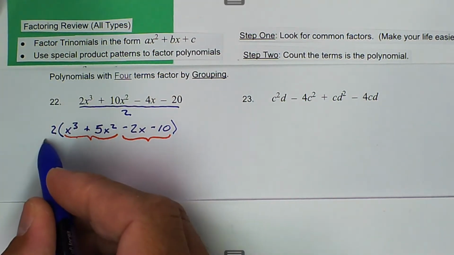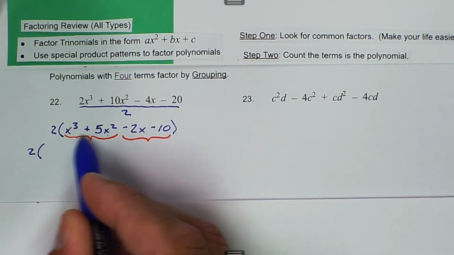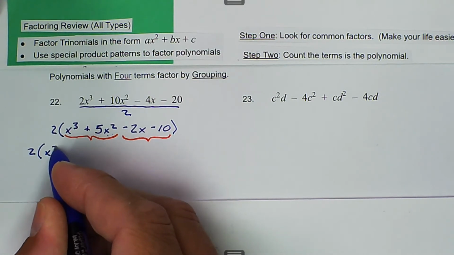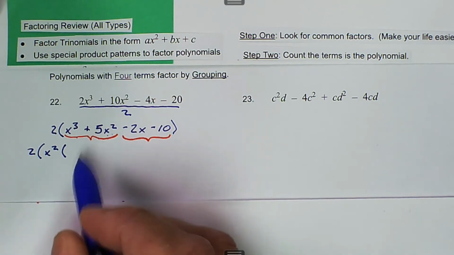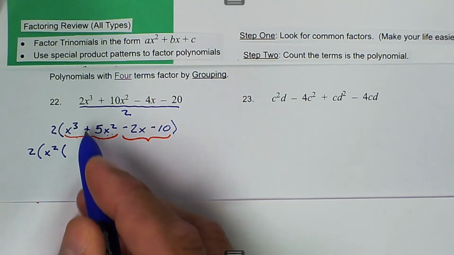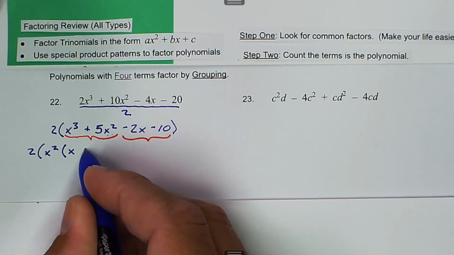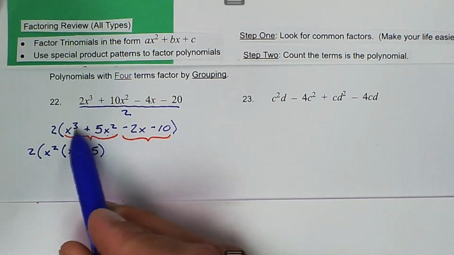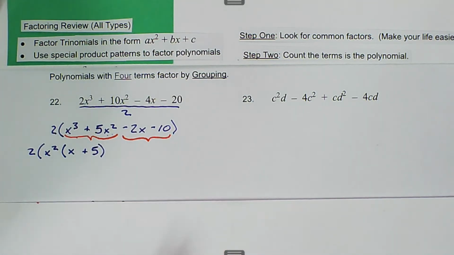So we still bring the 2 down. The 2 has to be out front. And from this first group, we're going to factor out an x squared. So what does that leave us? Here we're left with 1x. And if we take x squared out of this one, we'll be left with a 5. So we've separated this a little bit, and we just look at these first 2 terms and see if we can factor anything out. And we were able to.